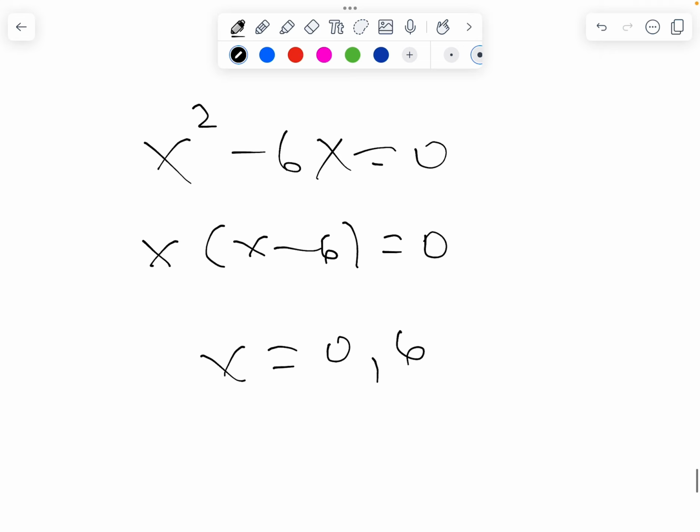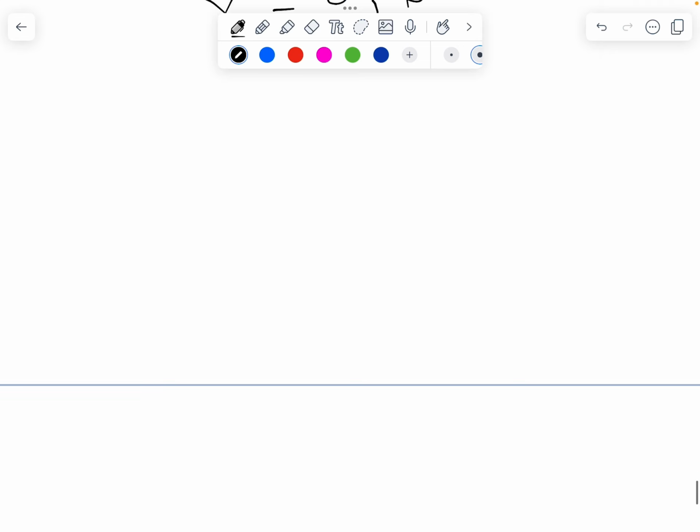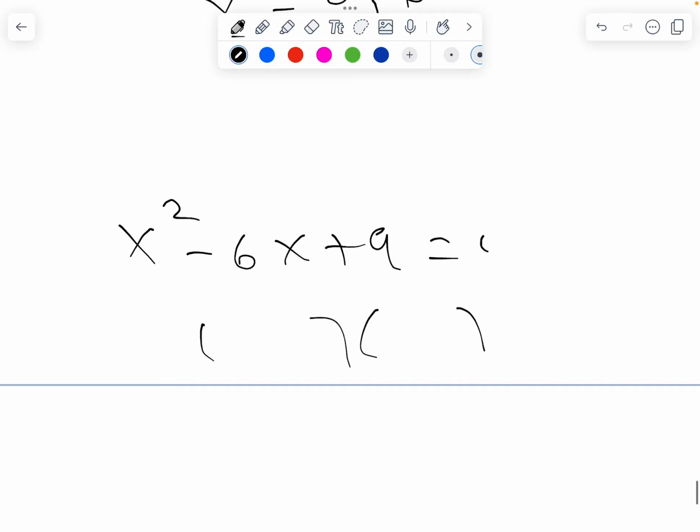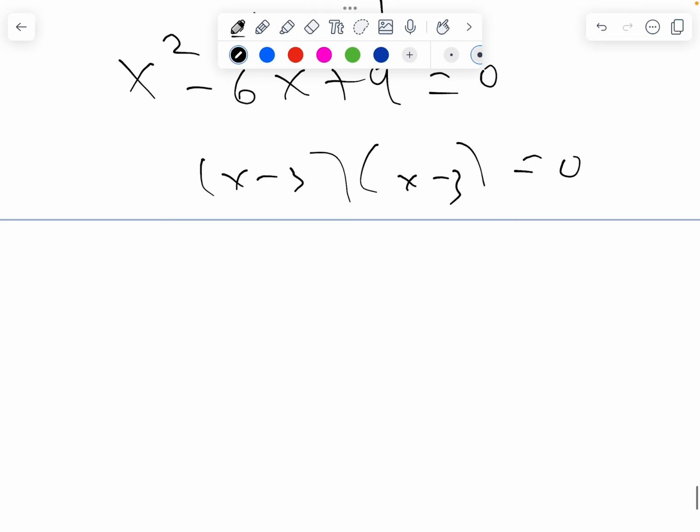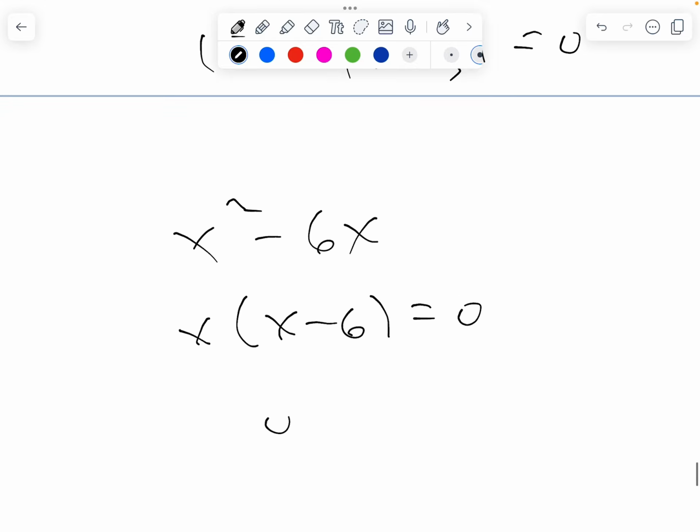Okay? Let me just help explain that. If it was like x squared minus 6x plus 9, then this is that kind of factoring, where you do x minus 3, x minus 3. You have to find the numbers that multiply to be 9 and add to be negative 6. But if it's just x squared minus 6x, then it's even easier. You just take out a common factor. And now you know your solutions have to be 0 and 6.